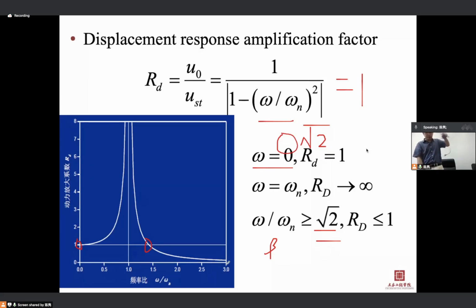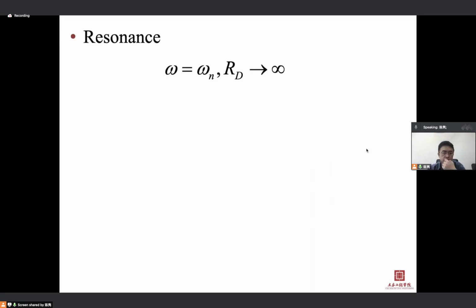I'll try. No, a bad example. You can see when it moves very quickly, which means omega is very high, then the RD becomes very small because the system doesn't have time to respond. So this is a physical explanation for why we have these features in the RD curve. At the resonance case, when omega equals omega n, theoretically the RD will become infinite for a non-damping system.